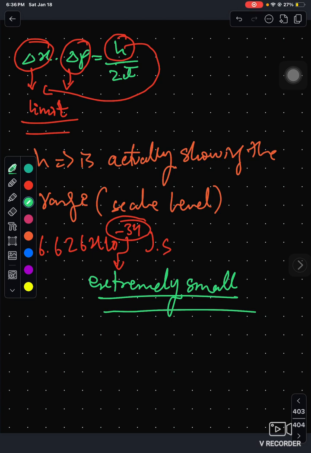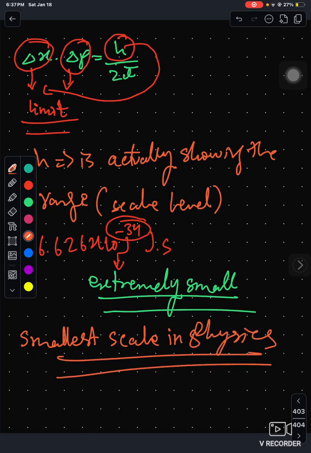Planck's length does have Planck's constant. It is the smallest scale in physics, below which classical concepts of space and time break down. That's a good definition. Smallest scale in physics, after which classical physics will not work due to quantum gravitational effects.